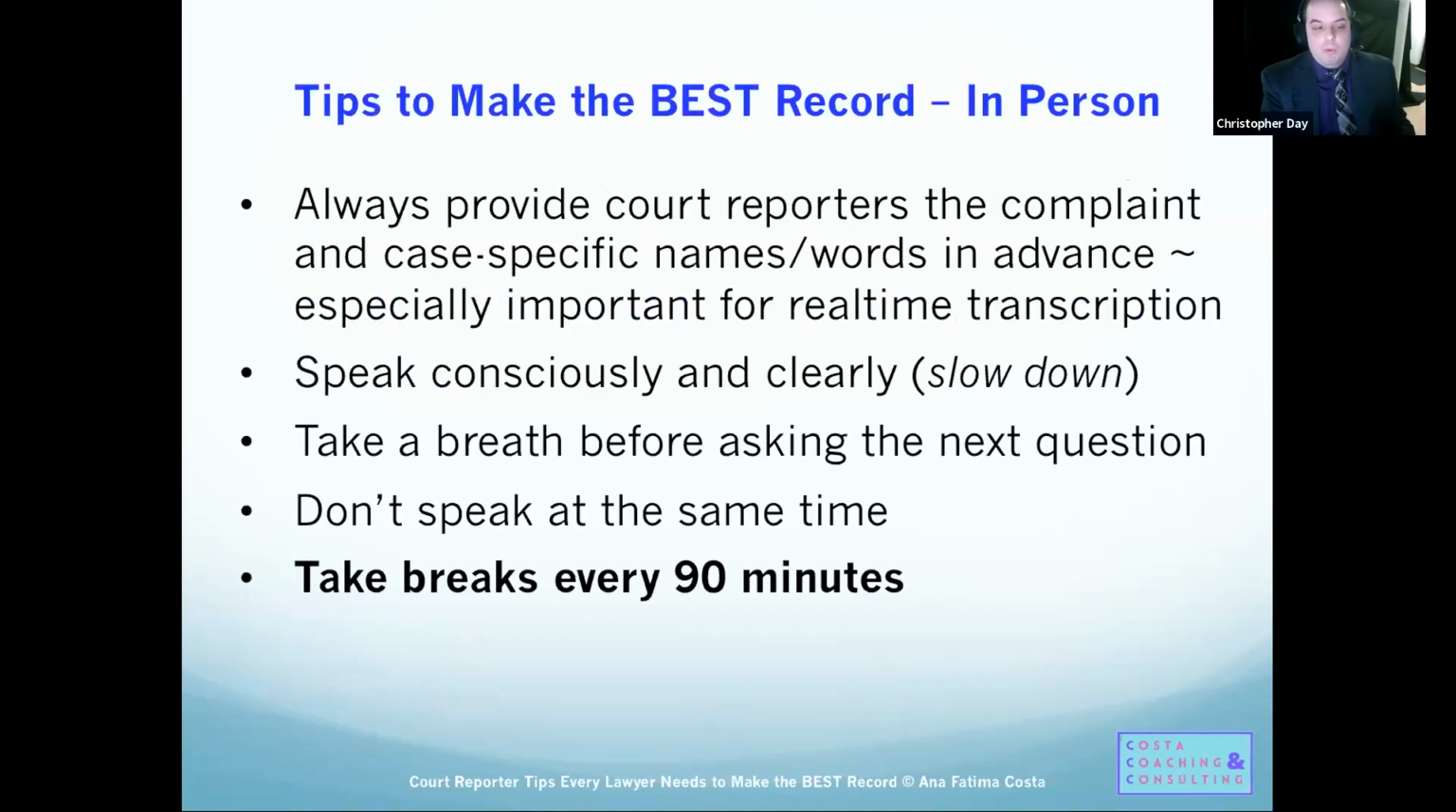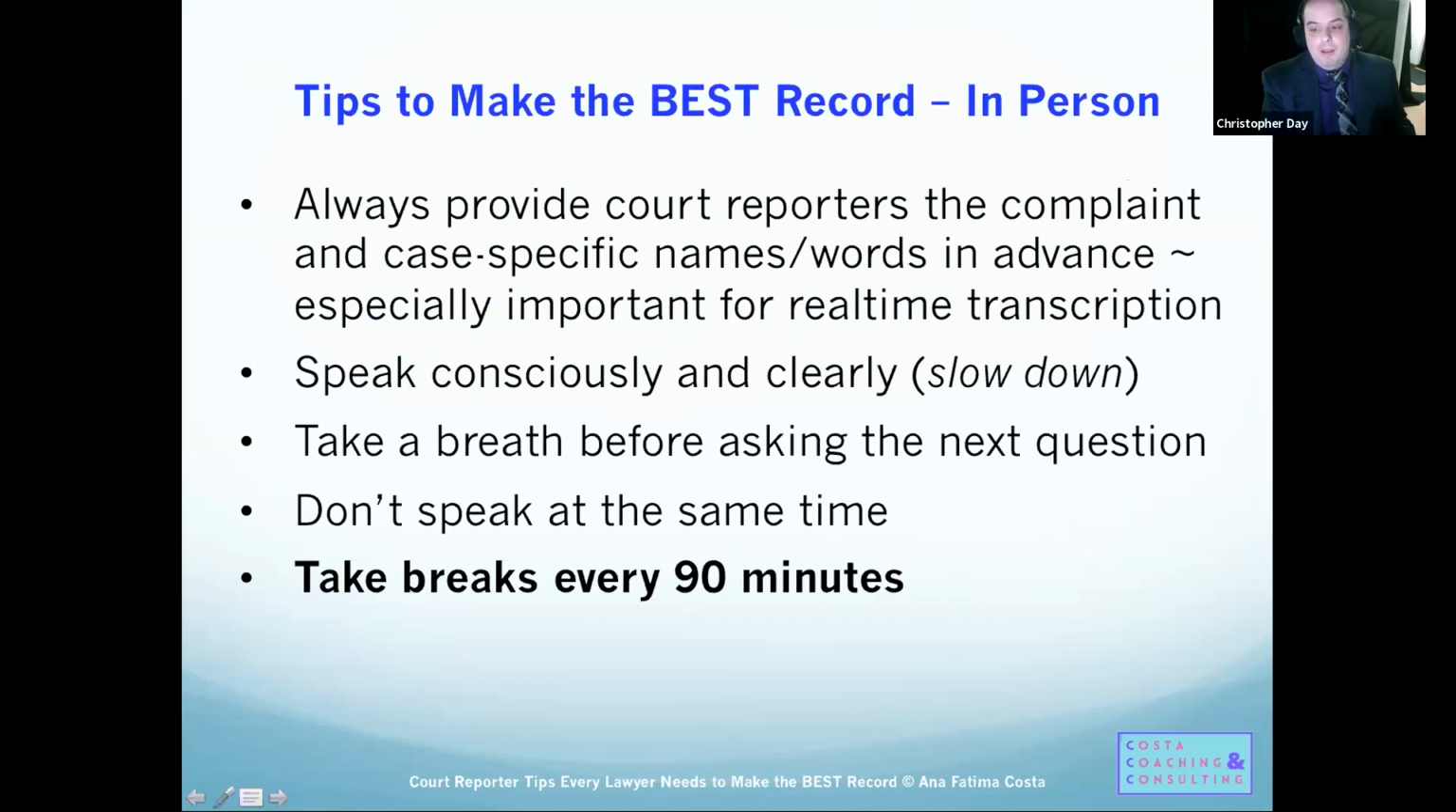We're going to get into court reporter tips to make the best record. Always give us the case information. A lot of times you're going to know your case backwards and forwards. The reporter's going in blind a lot of the time. All we know is that we have to take down what you say or what's being said. So again, important medical information or anything that you would expect the average person might not have heard before.